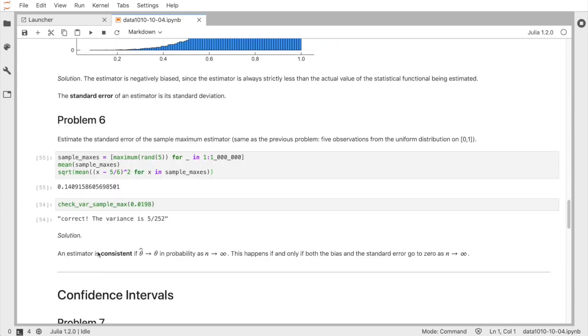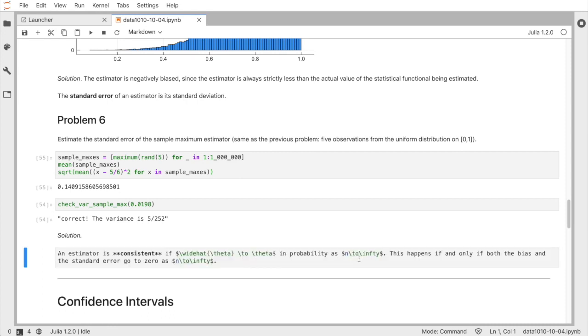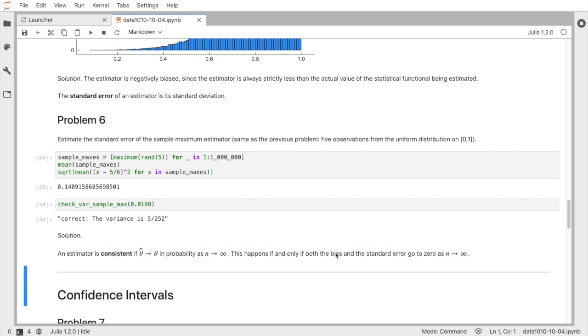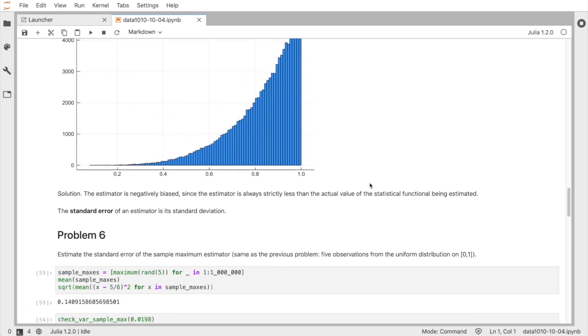That leads to the idea of consistency, which is that an estimator theta hat is consistent if it converges to theta in probability as n goes to infinity. So in other words, the bias goes to 0. It doesn't have to be 0, but it needs to go to 0 as the number of observations goes to infinity. And the standard error goes to 0 as well as the number of observations goes to infinity. So that's true for the sample mean.